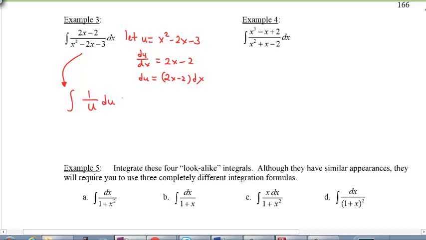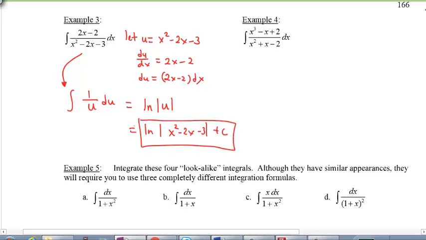So don't get confused or freak out that every single question has to be done by partial fractions if they have a denominator that can be factored. I would always suggest you always try substitution first. Look how much easier this one is. It would be natural log of u. And then I'll just replace u with x squared minus 2x minus 3 plus c. Ta-da. Okay? So always make a note: try substitution first.